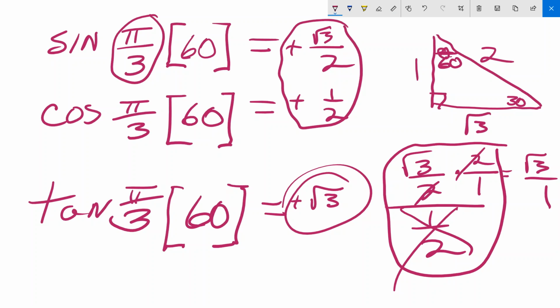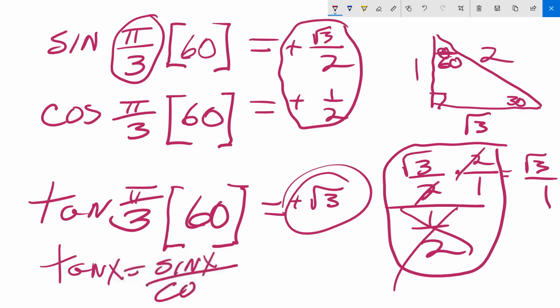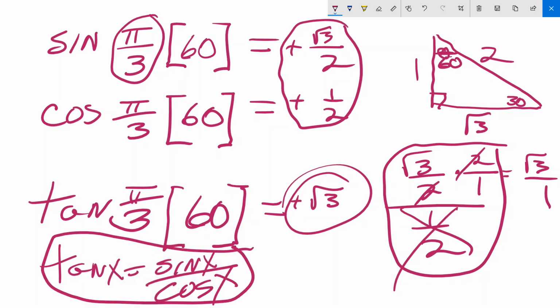So I would say on all of the problems where you're going to have to do sine, cosine, and tangent, let's use that. Instead of figuring out what tangent is from the triangles, let's figure it out from the fact that we know that tangent of x equals sine of x over cosine of x. That's one of your most important identities to memorize.